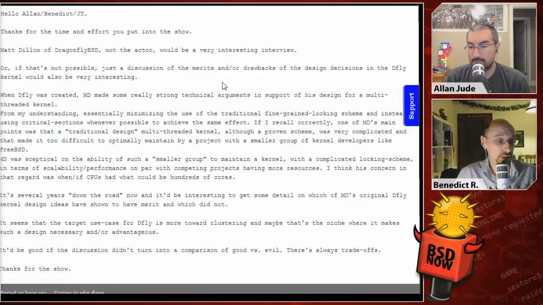It'd be good if the discussion didn't turn into a comparison of good versus evil. There's always trade-offs. Thanks for the show. Yeah, I know that FreeBSD didn't end up going the way it looked like they were going to when DragonFly forked off. The idea they went with didn't work out so well, and they came up with a different one after that. And so, yeah, look forward to having that discussion, but in a productive way, like you said.